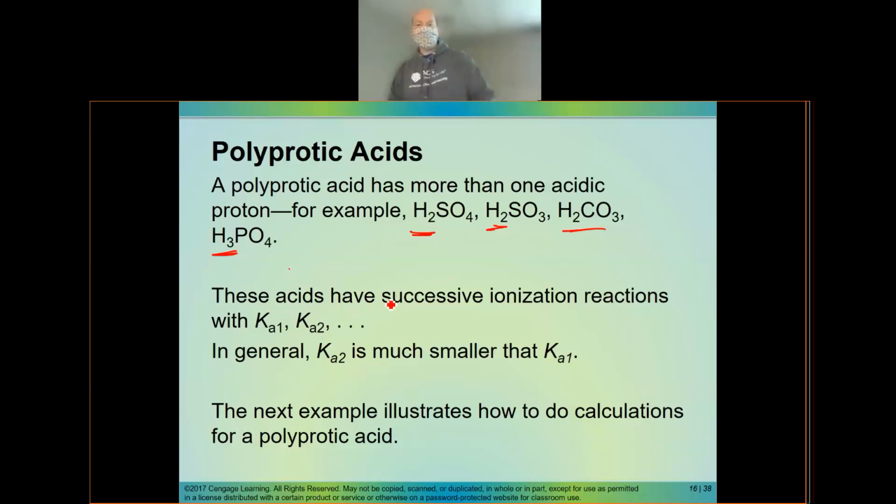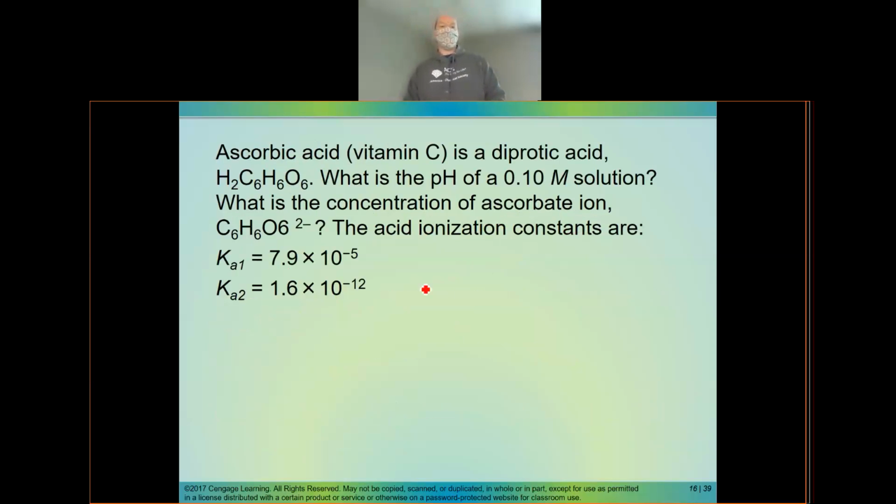All right, so let's do some calculations with vitamin C. Vitamin C, again, is H2C6H6O6. I'm not going to write all that. What I'm going to write is H2A. So now I have a diprotic acid. H2A is a diprotic acid. So in Ka1, I take off the first H. So I get H plus and I get HA minus. This is going to be Ka1, which is right there, 7.9 times 10 to the minus 5.